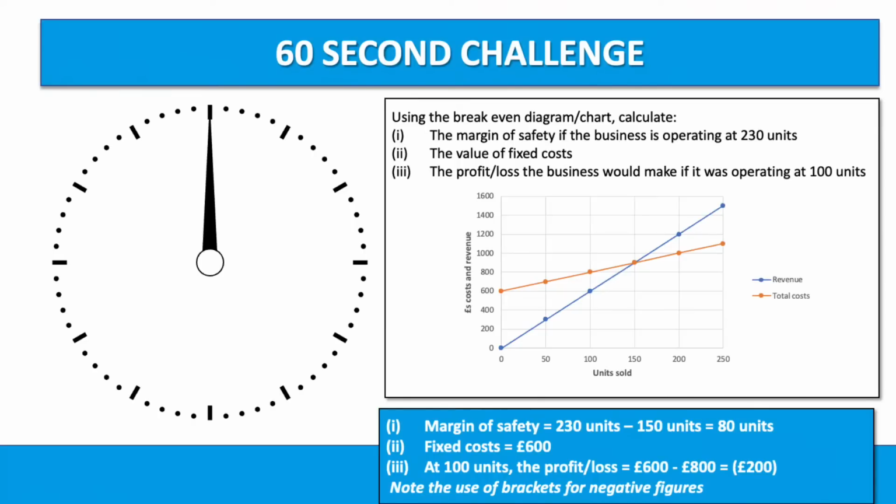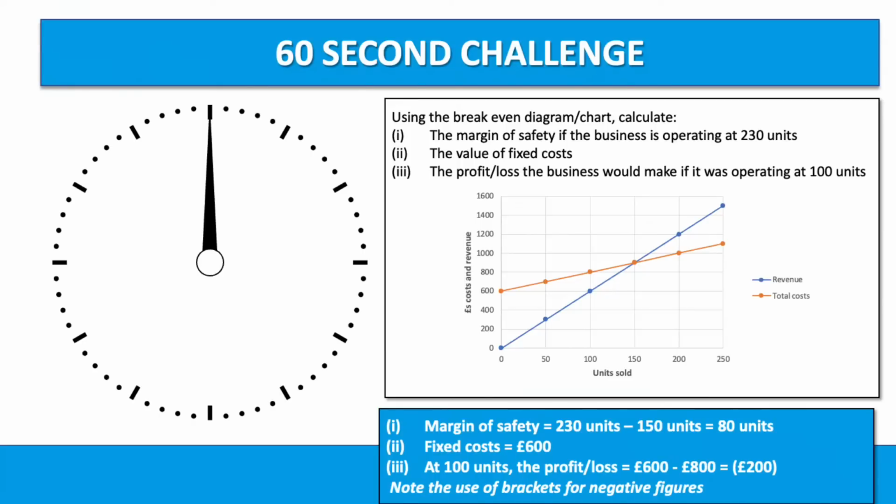And then finally, at 100 units, the profit or loss. We've already established that the break-even output is 150 units, so we should realize that at 100 units, the business will be losing money. Total costs will be greater than total revenue, so we're going to have a minus figure. If we read off 100 units, trace up to the total revenue line and across to the vertical axis, total revenue at 100 units is £600. And if we carry up to the total cost line, that's £800 at 100 units. So 600 minus 800 is minus 200.